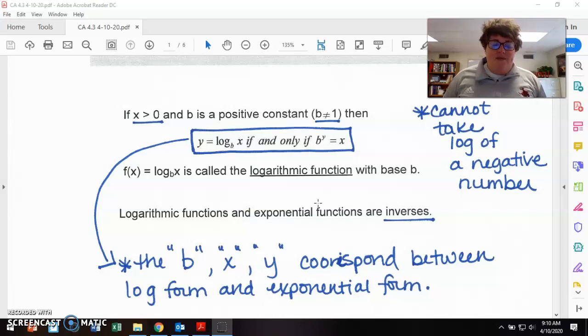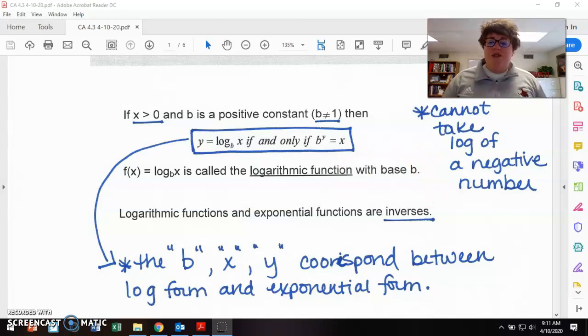Then you have this statement. y equals log base b of x. That's how you say it. y equals log base b of x if and only if b to the y is equal to x. And so what that means is I can go back and forth between these two forms. The first one is log form. The second one is exponential form. So you can kind of look at the arrow. The b, the x, and the y correspond between log form and exponential form. And that's what's going to be important for us, because that's how we're going to be able to convert back and forth between the two.